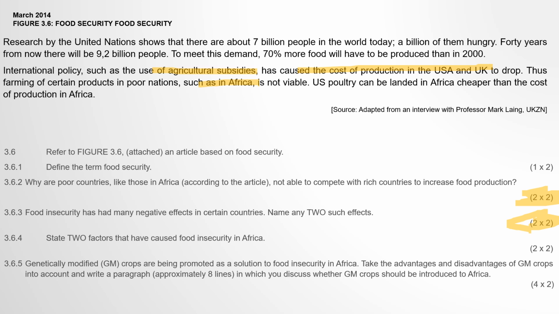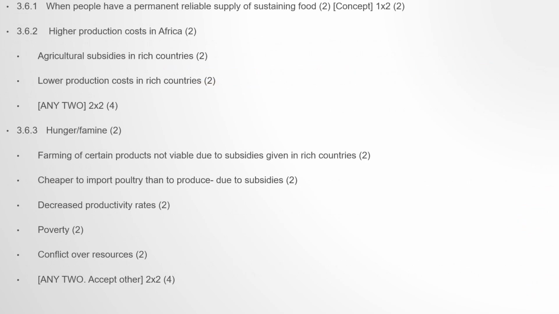Genetically modified crops are being promoted as a solution to food insecurity in Africa. Take the advantages and disadvantages of GM crops into account and write a paragraph of approximately 8 lines in which you discuss whether GM crops should be introduced into Africa. 4 times 2. So now let's look at how these should be answered. So there we've said it.